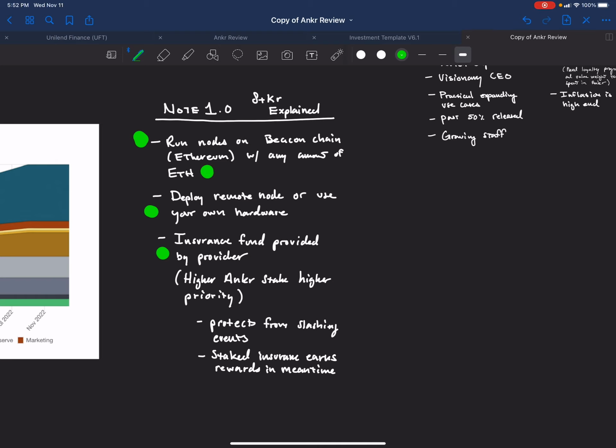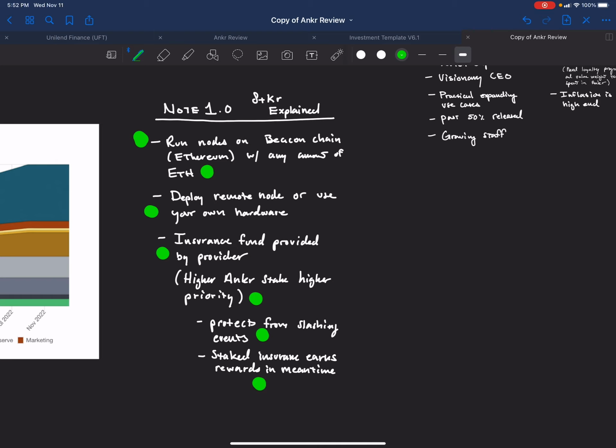You provide an insurance fund so that in case your hardware or your remote node is not validating the network, if it gets shut down and it gets slashed or punished in the Ethereum network, everybody in that pool could potentially get hurt. So in order to partake in these pools, you've got to provide insurance, and you can use ANKR or Ethereum for that. That protects from that slashing event, and the staked insurance earns rewards in the meantime.